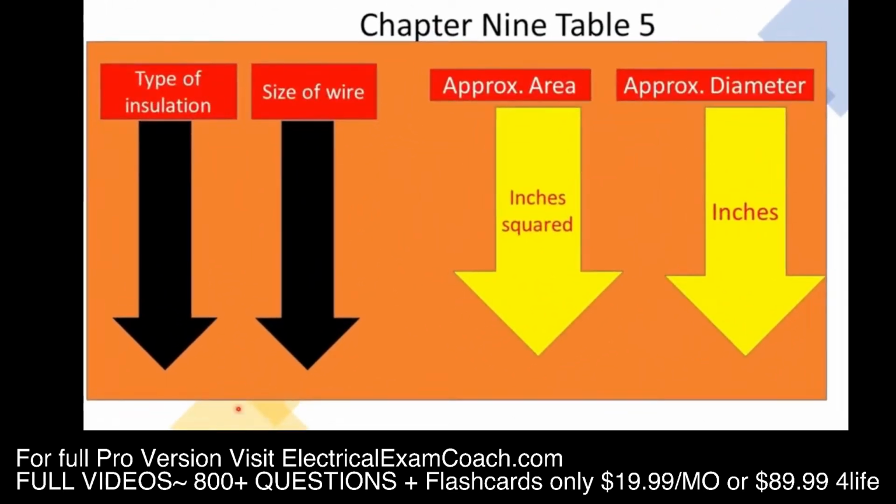When we get to Chapter 9, Table 5, it looks very similar to Annex C. But anytime we come to a table, we have to be careful to make sure we're in the right table. We want to make sure that we're in Chapter 9, Table 5, not in Chapter 9, Table 5A. Just like with Annex C, there is an A version of the table that is for only compact conductors. So we're going to head here and we're going to start on the left-hand side and find our type of insulation. Then we're going to cross over and find our wire size.